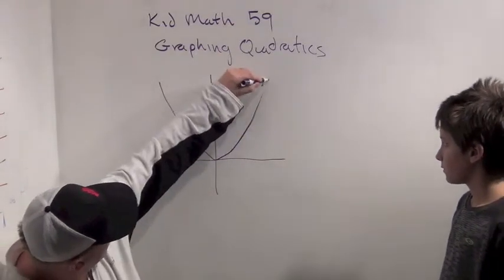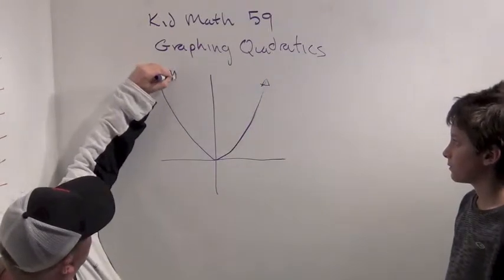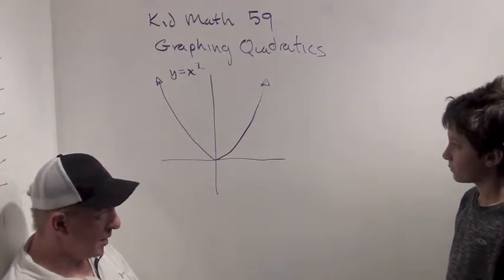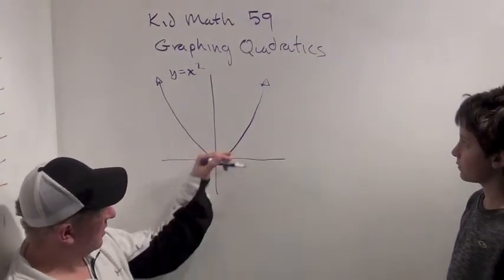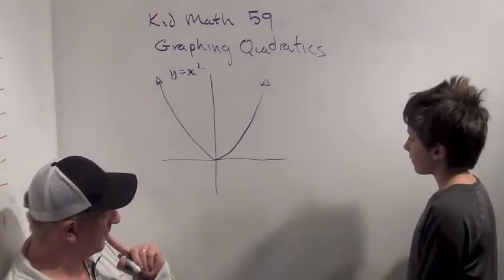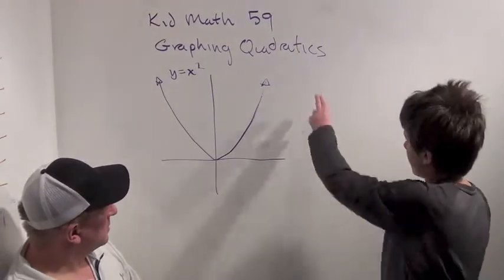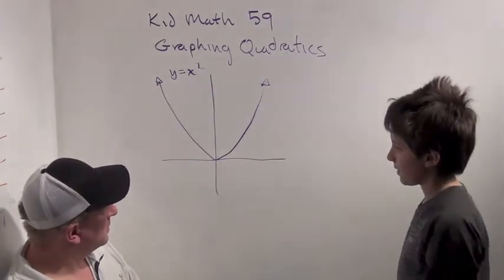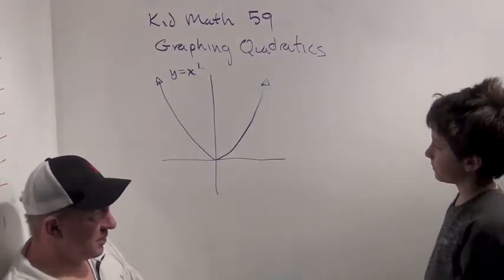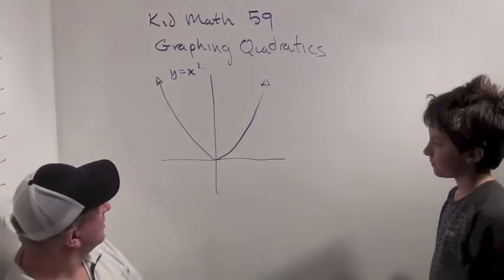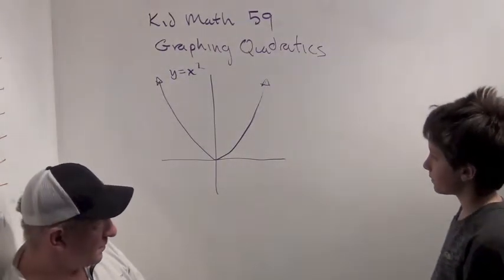So the first thing we talked about was just a simple parabola that we made, and this was the graph of y equals x squared. How did we make this graph? The first time, we made a chart of y and x, and we did x from -3 to 3. We plotted some points, connected them up, and we got our little parabola.